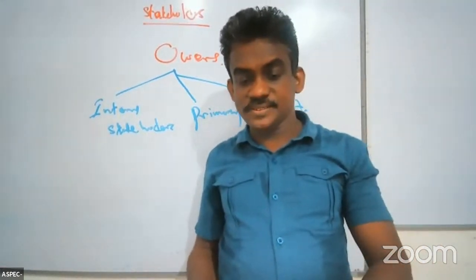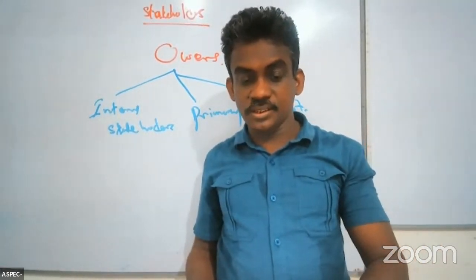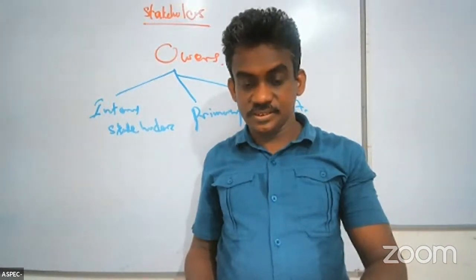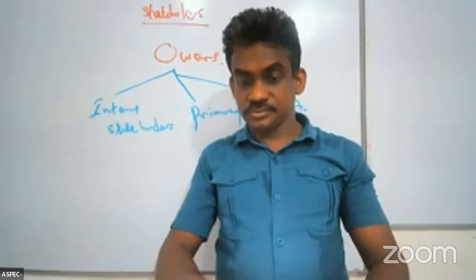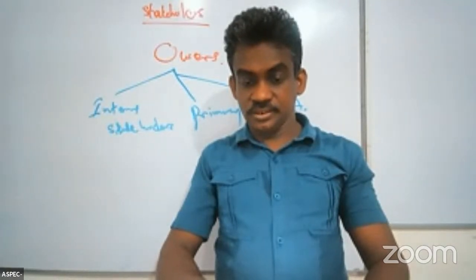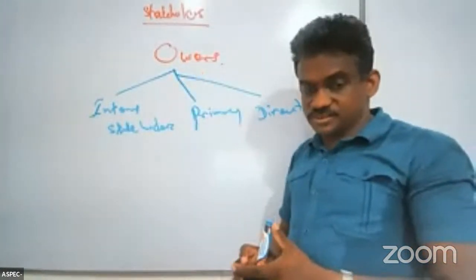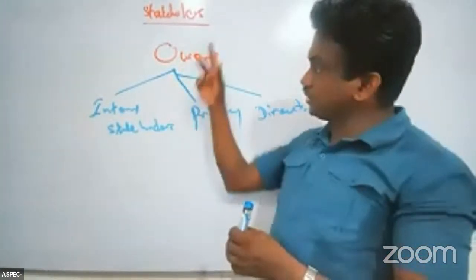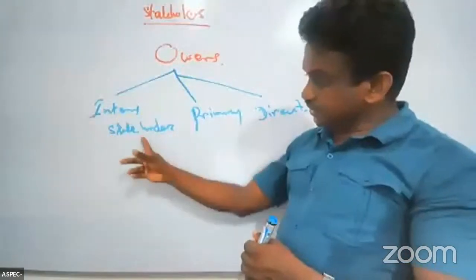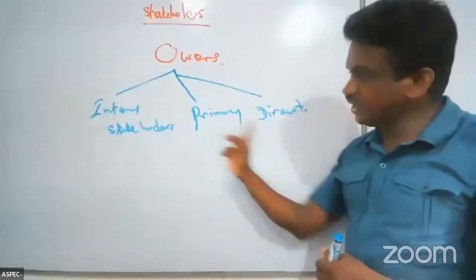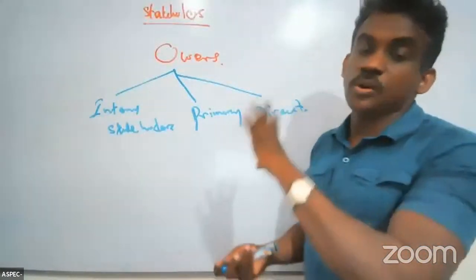Then another question: why are the owners of the business concerned about the business activities? What is the purpose of the owners? What is the objective of the owners? Owner: internal stakeholder, primary stakeholder, direct stakeholder. We identify that. What is the objective of the owners?